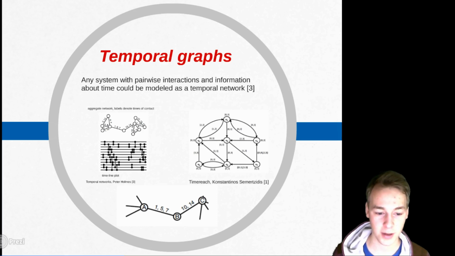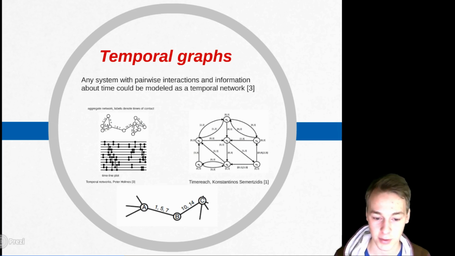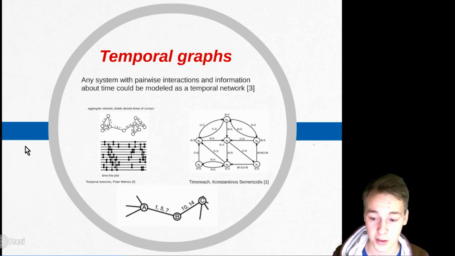When reasoning about temporal graphs, it's important to keep in mind that you cannot simply use the same algorithms that you use on normal graphs. For example, the edges in a temporal graph are not transitive. As can be seen in this graph, we have a relation from A to B and a relation from B to C, but we don't have a relation from A to C because they happen in different time intervals.